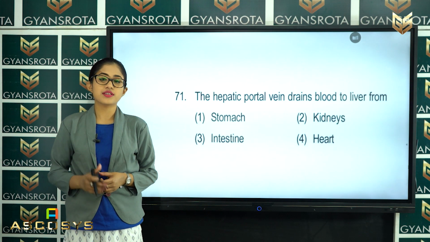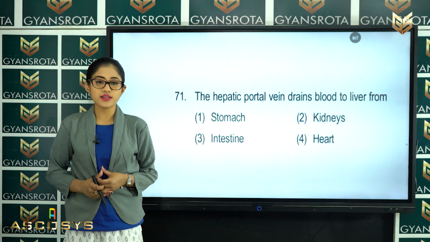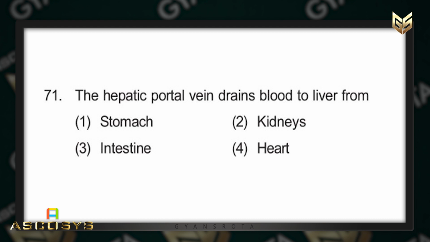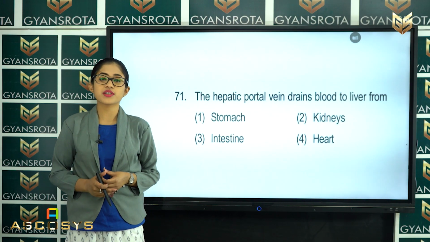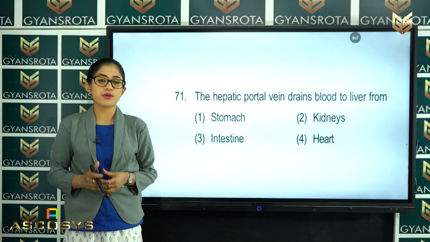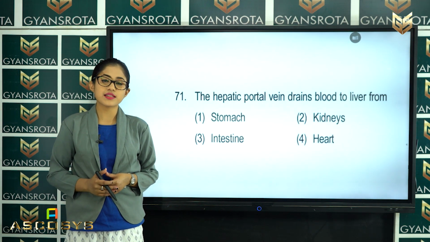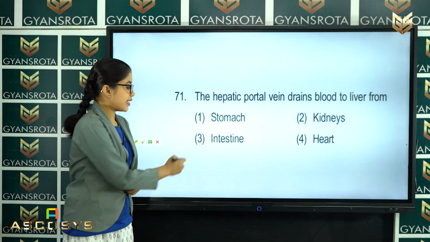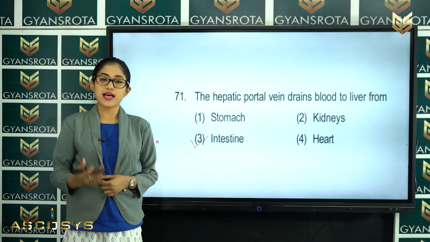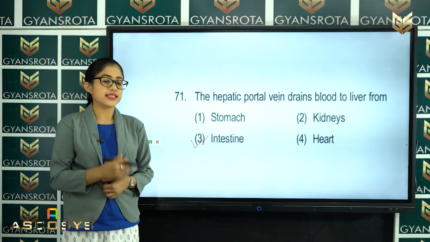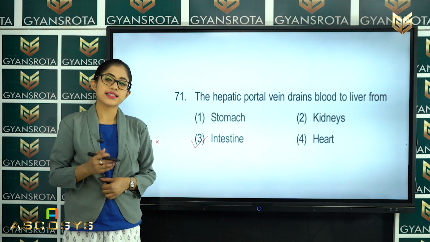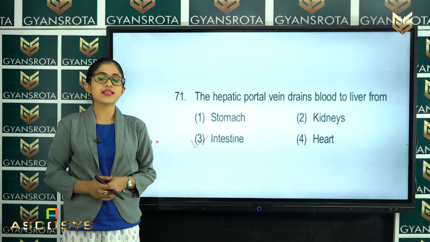Now, the next question that you can see here, question number 71. The hepatic portal vein drains blood to liver from stomach, kidneys, intestine or heart. This is also from the chapter digestion and absorption. So, which among them is the correct answer for this question? So, the answer is intestine. The hepatic portal vein drains blood to liver from the intestine. So, intestine is the correct answer. Now, let us see the next question.